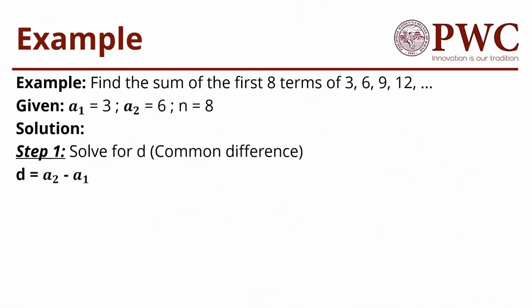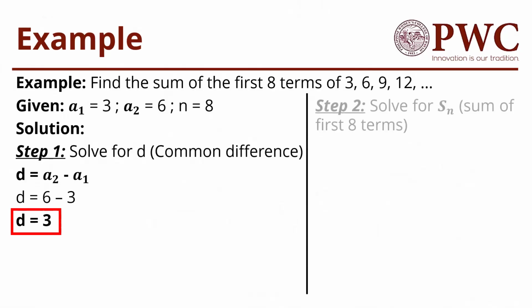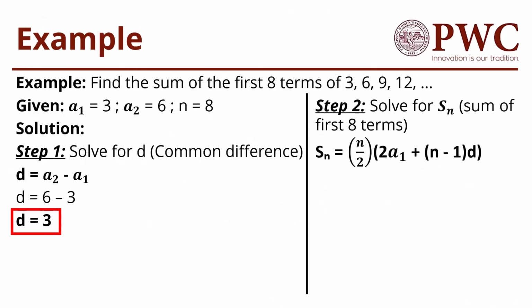We know that d is equal to a sub 2 minus a sub 1, where a sub 2 is the second term, a sub 1 is the first term. So on the given, the second term is 6, our first term is 3, so we have 6 minus 3, and the result is d, or the common difference, is 3. So that is our common difference. Now let's go with step 2 and solve for s sub n, which is the sum of the first 8 terms in this case. Now we have the formula, right? Let us remember that and be familiar with the formula.